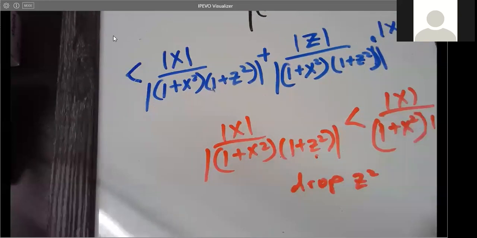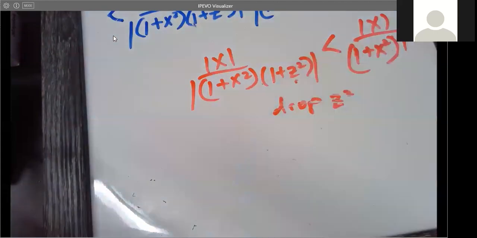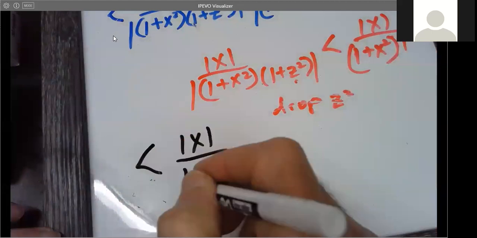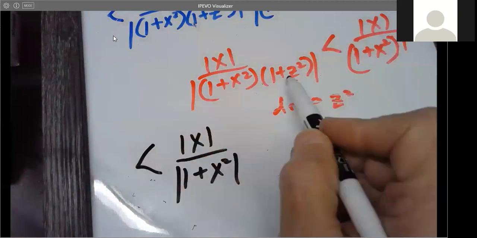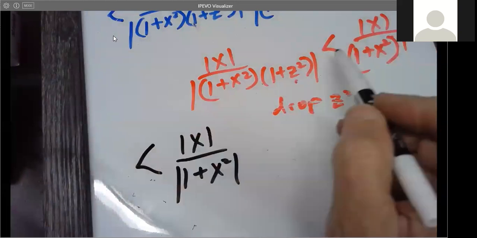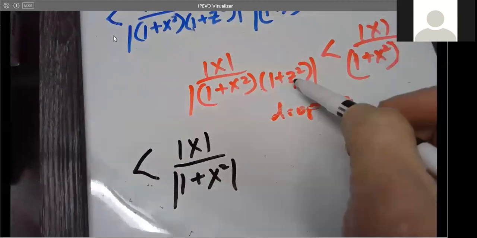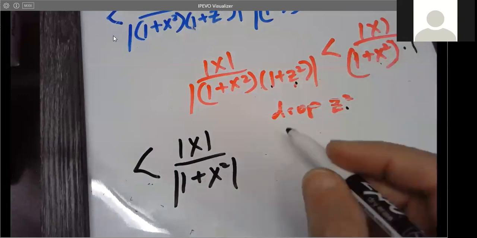So therefore, we can say that this expression is less than the absolute value of x over 1 plus x squared. This expression, because it has a larger denominator, is smaller than this one. Does that make sense? Yes. Because this is 1 plus z squared. If we drop the z squared, it's just times 1. So because the denominator is smaller, this number is larger. The larger the denominator, the smaller the fraction.